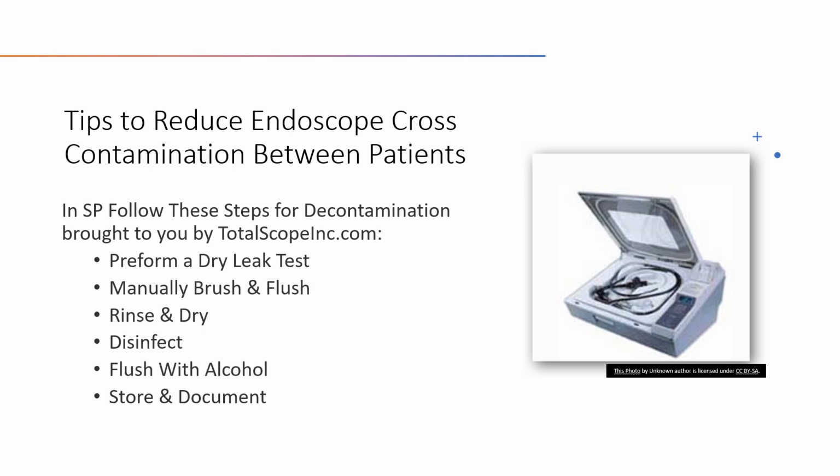Okay, and then after that we are going to flush the inside of the endoscope with alcohol. Alcohol inside the scope is going to disinfect and also help with the drying process. And then finally, we're just going to store the endoscope and make sure that we are properly documenting everything for the next sterile processor and for any future cases or any issues that arise in the future.